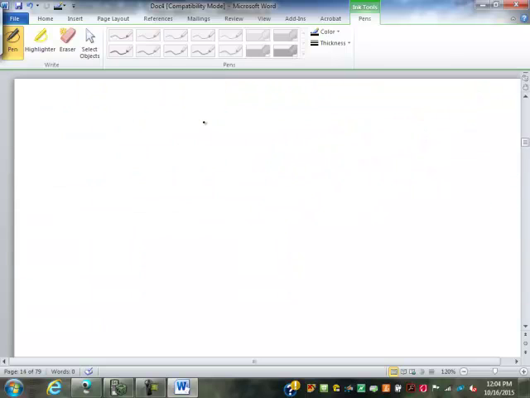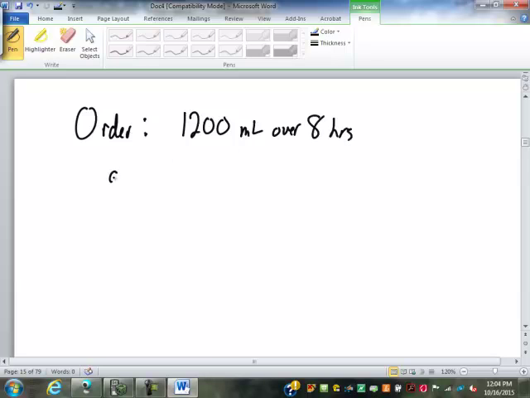Okay, so one for you guys to try. Our order is for 1,200 milliliters to be infused over 8 hours. For a medication with a drop factor of 12 drops per milliliter. Find drops per minute.